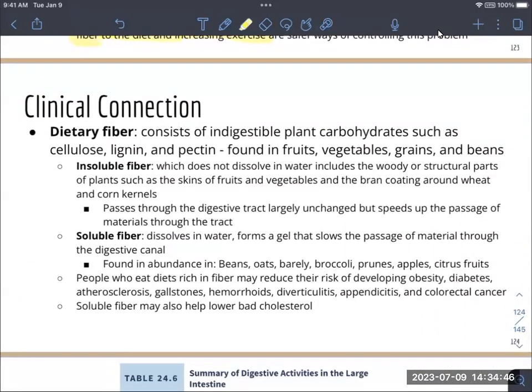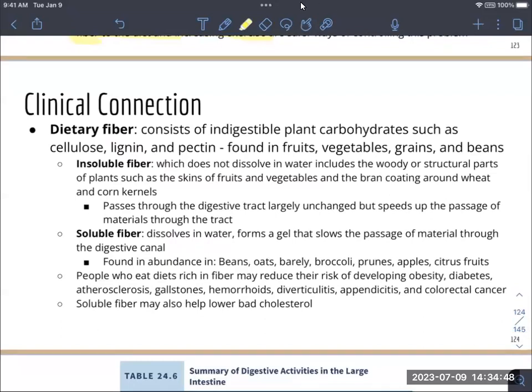So dietary fibers. These dietary fibers are indigestible plant carbohydrates. Cellulose, lignin, pectin is found in fruits, vegetables, grains, and beans. We have two different types of fiber. We have insoluble fiber and soluble fiber. Insoluble fiber will not dissolve in water.